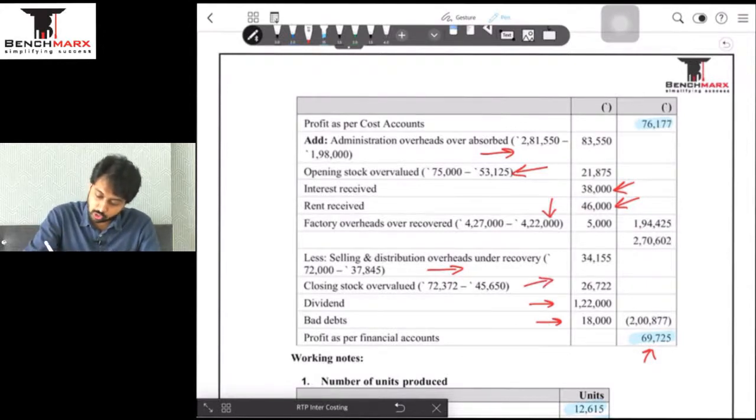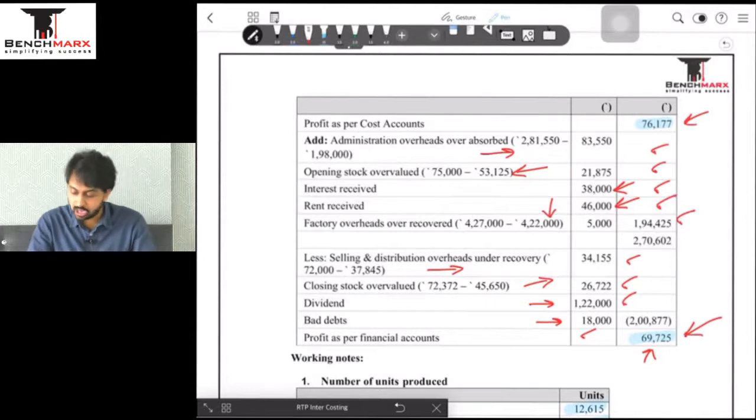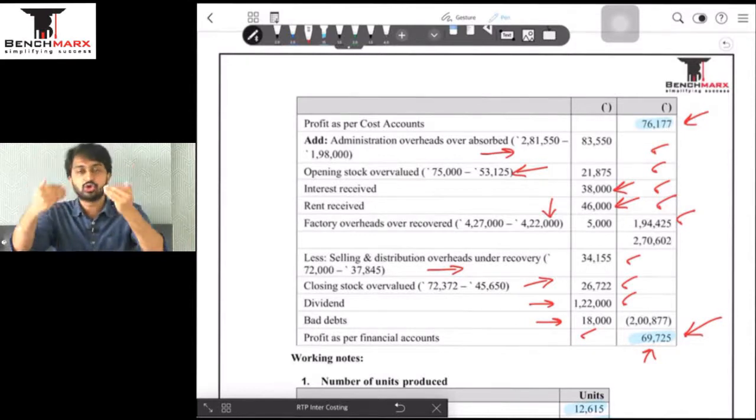So if we start from this figure, after adding this and this, and after subtracting this and this, we are going to arrive at, or reconcile, the profits as per finance also. Fine. This is how we solve questions of reconciliation. Start from any profits, go towards any profit.